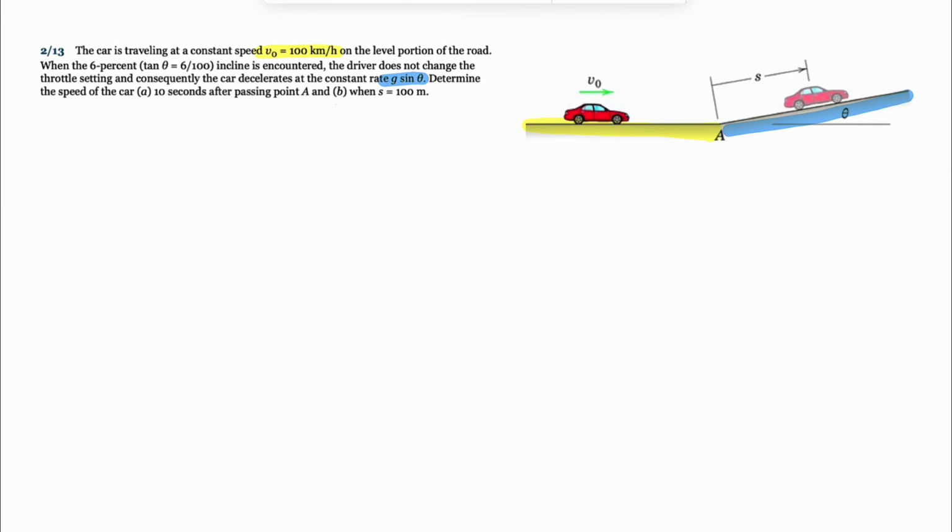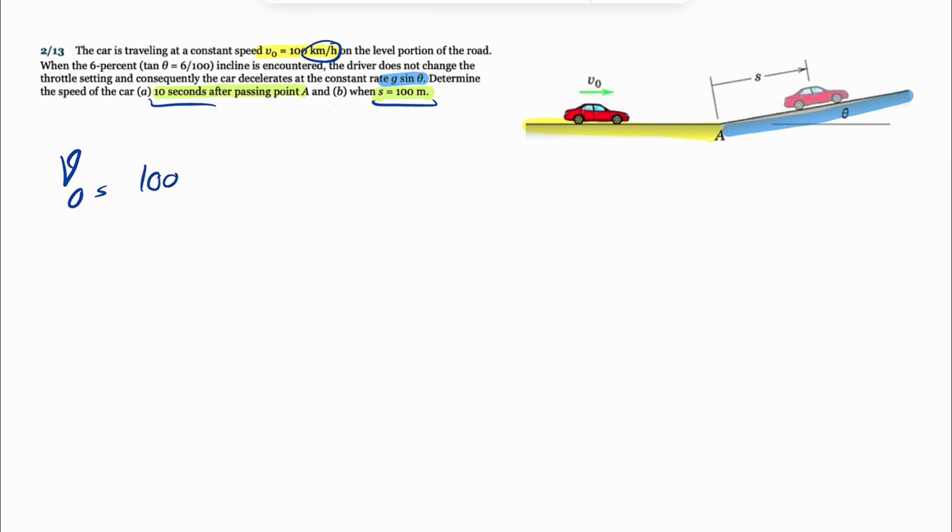So the question is asking us to determine the speed of the car on two conditions. First, 10 seconds after passing point A, and second, when s is 100 meters. So looking at this, first of all, the initial velocity that we have is in kilometers per hour, so we need to do a unit conversion because all the units are in meters and seconds, so we should be consistent with our units. So let's just do that first.